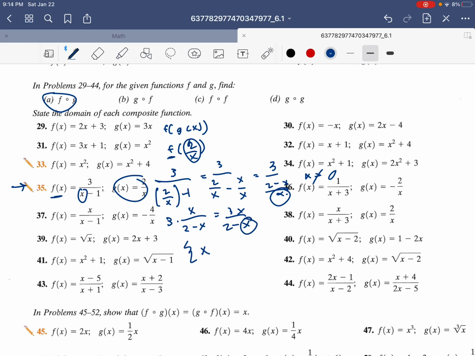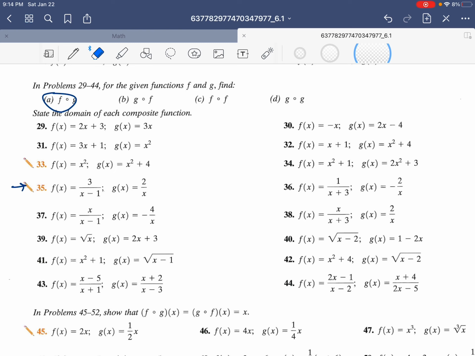So when you write the solution set, it's going to look like this. x cannot equal 2, x cannot equal 0. So that's for A. For number 35, A, the thing is x cannot equal 0, x cannot equal 2. Okay, so now you have to do B.